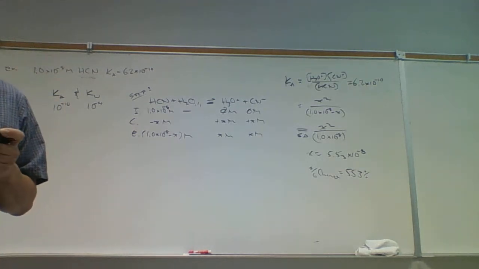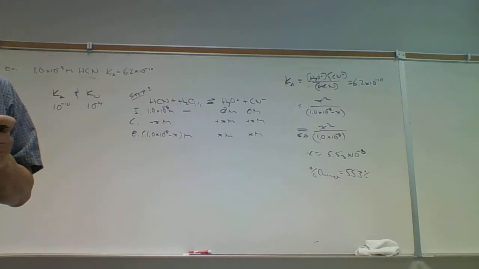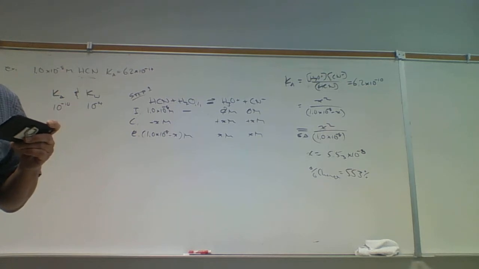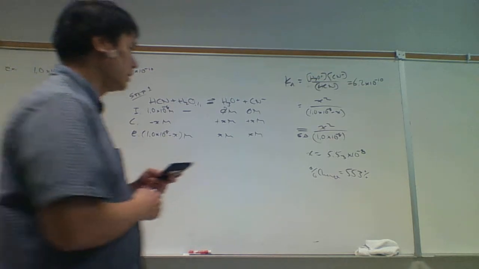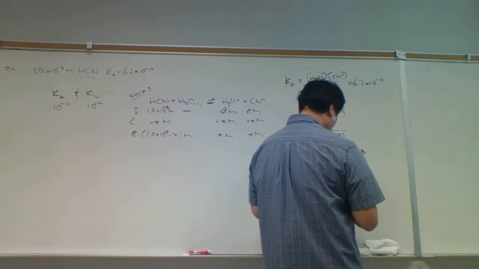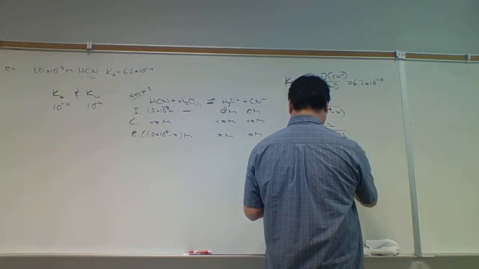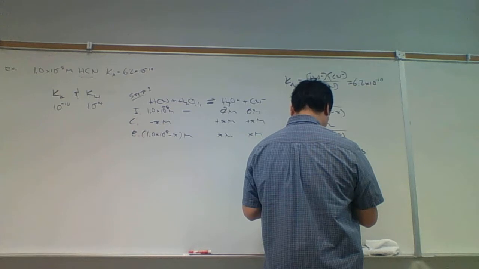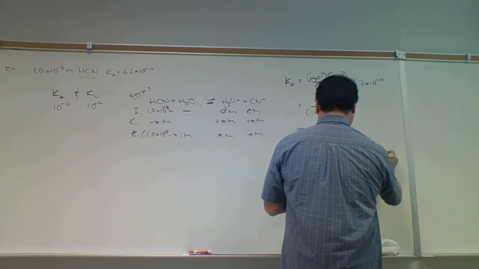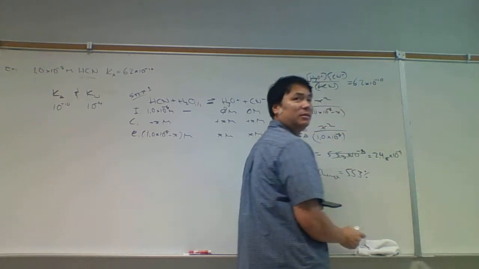Let me double check the number. Did anybody else get this number? No? What did you get, Sabrina? Oh, I was just reading into it. Okay, let me check this here. Oh, you know what? I think I screwed up. 6.2 times 10 to the minus 10 times 1 times 10 to the minus 8, and then take the square root. Oh yeah, you're right. I must have made an error here. It's 0.48 times 10 to the minus 9. Didn't anybody get that?